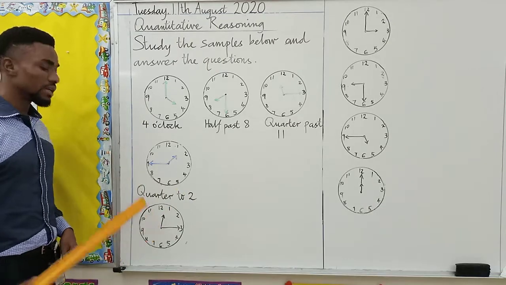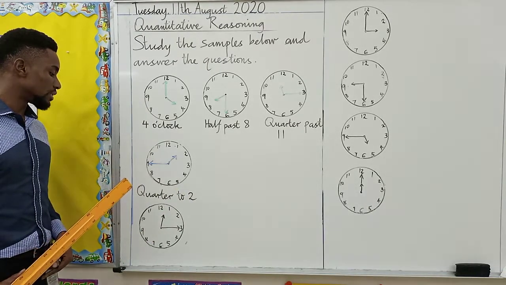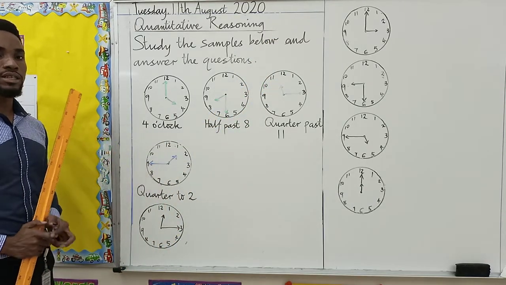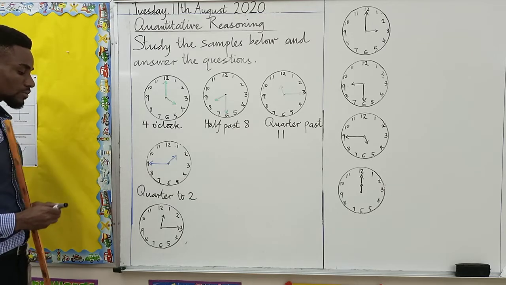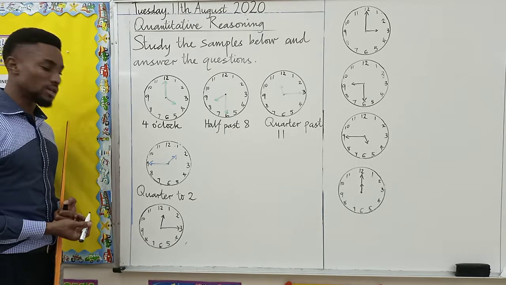Now can we find this? Can we answer the questions? Can we tell the time on these 5 clocks? Of course we can. Now let's take it one after the other. Minute hand at 3 means quarter past.